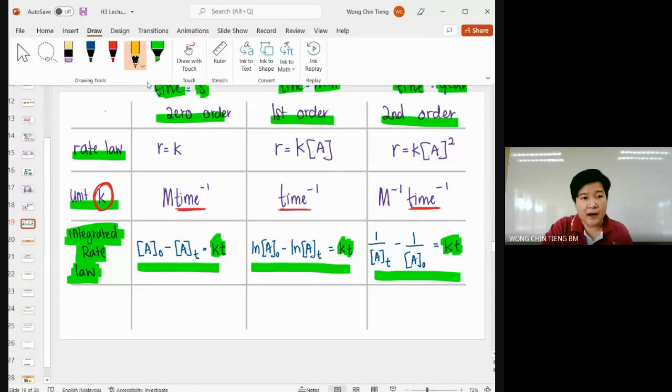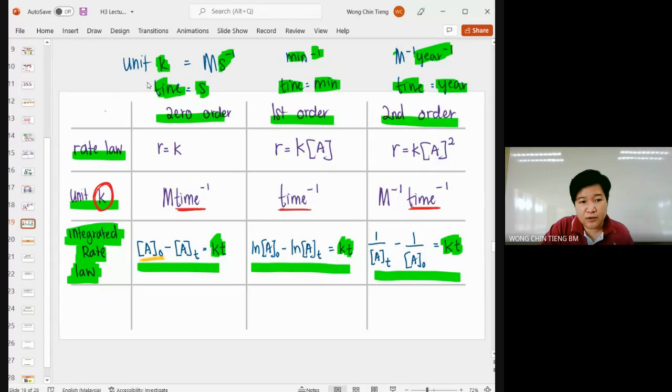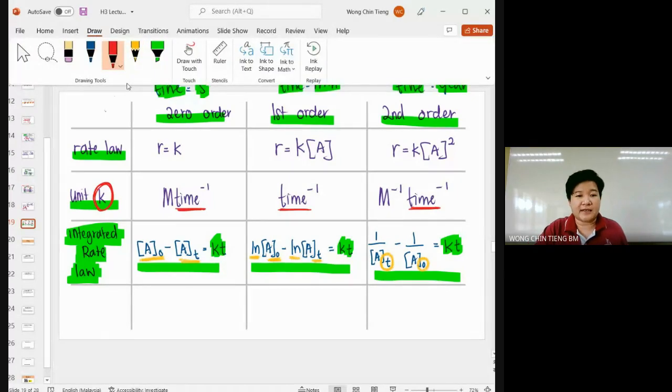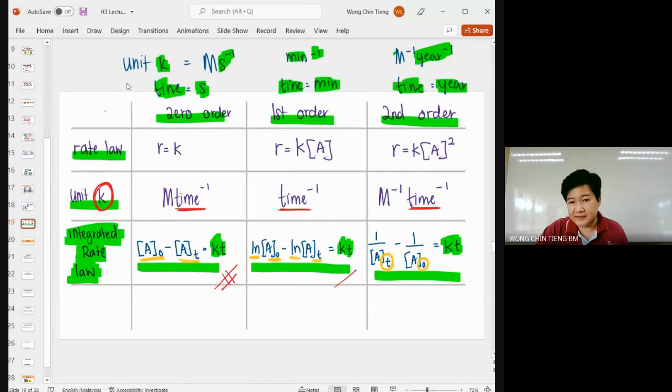Next, yang akan berubah. Perasan tak depan dia? Selalu adalah A naught tolak dengan At. Selalunya adalah ln A naught tolak ln At. Perasan tak kat second order, dia akan jadi 1 over At minus 1 over A naught. Nampak? Okay? Alright? So, semua formula ni, duka cita dimaklumkan, kamu kena hafal. Alright? You need to memorize this. Not only to memorize, guys, you need to be able to memorize and use it.